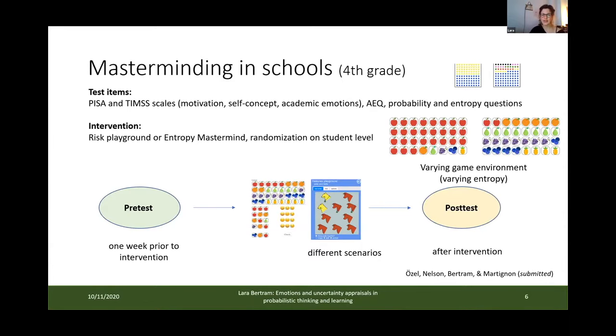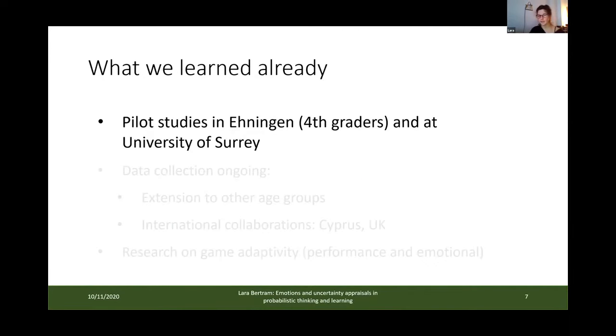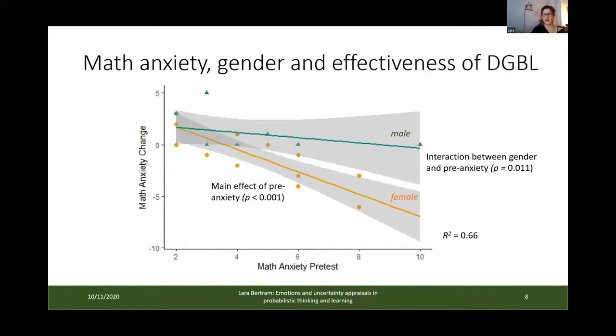And as I said, we have some data from pilot studies, both in elementary school and at university level. And I have to say, for the elementary school data, I'm a bit careful because it's just very few students and we had some technical difficulties. So it's also a bit noisy data. But what I find a really interesting effect is, so first of all, we didn't find significant effects on probability questions and entropy questions from pre to post test, but this may also be due to difficulties we had.